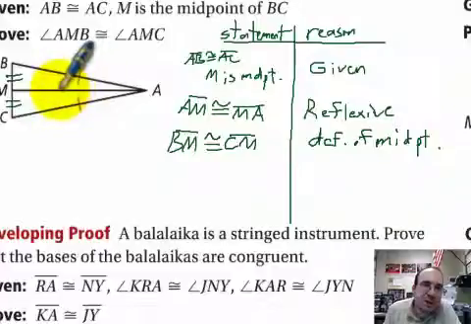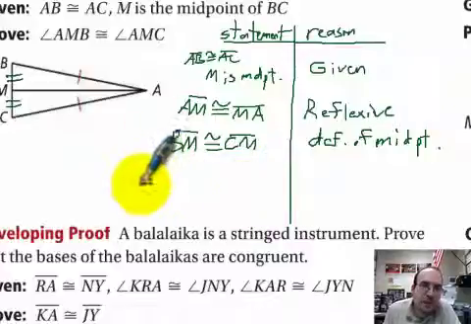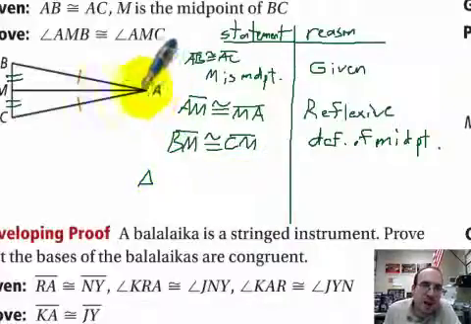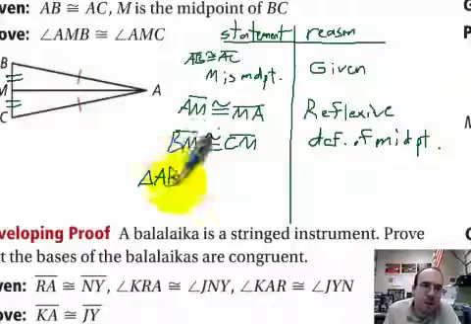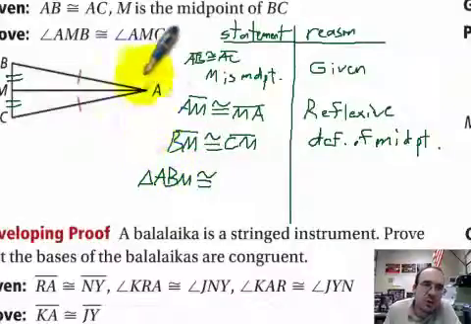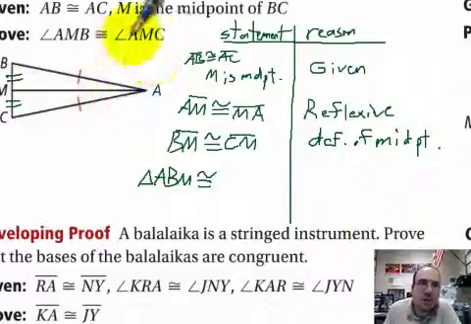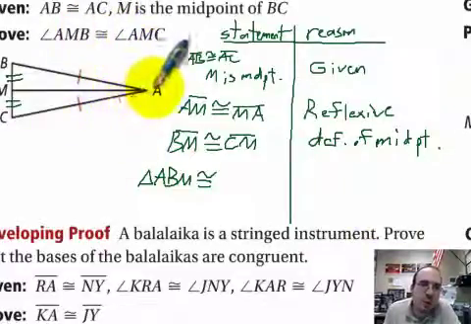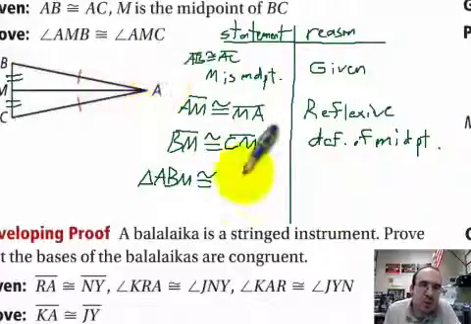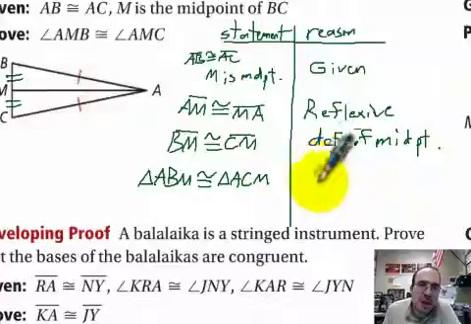So I have side, side, side. So therefore, triangle, let's say ABM is congruent to triangle. Actually, you know what? I could keep the same order here. It doesn't matter, whichever order I want to keep. So ABM congruent to ACM, triangle ACM. And that's by side, side, side.